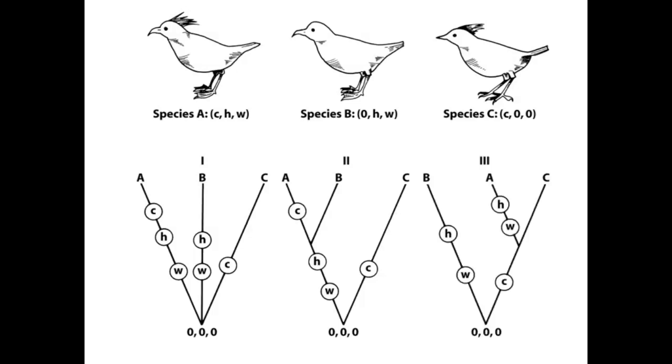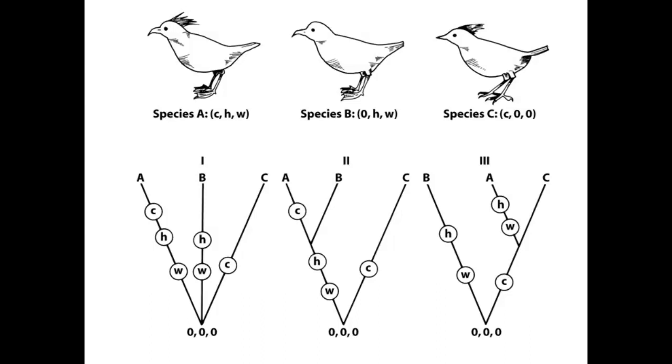Third possibility, maybe instead of A and B being sister taxa, A and C are sister taxa. So in this case, the crest evolves before A and C split from each other, and then the hooked bill and the webbed feet, well, those things evolve independently in two different lineages. So as we look at these three, all three of these have the appropriate characteristics. We have the three species that we end up with. And so all of these are appropriate hypotheses to explain the evolutionary history of this group. But we now then need to make some decisions about which one of these is most likely.